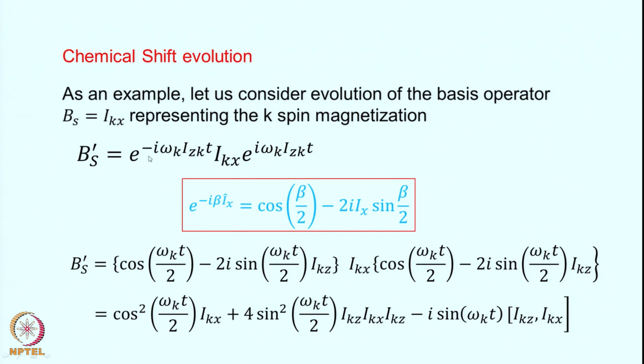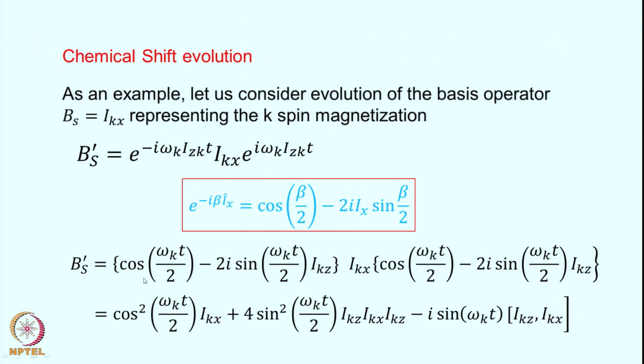So this will be e to the minus i omega_k I_kz t I_kx e to the i omega_k I_kz t. We have previously derived this formula: e to the minus i beta I_x is given by cosine beta by 2 minus 2i I_x sine beta by 2. This expression we derived earlier by explicitly expanding the exponential function as a series, and then we figured out that it can be represented in a simple manner like this. We will use the same trick here, and write this explicitly in the form of this kind of equation.